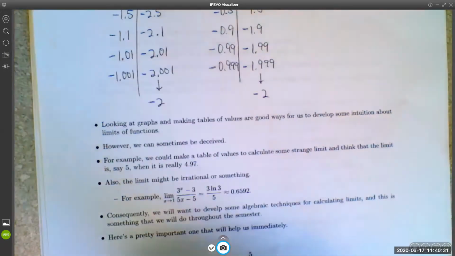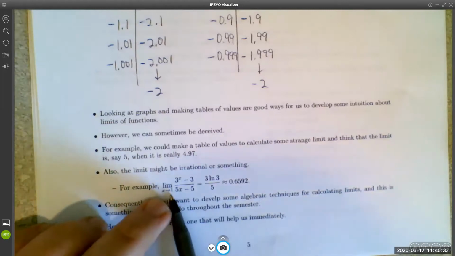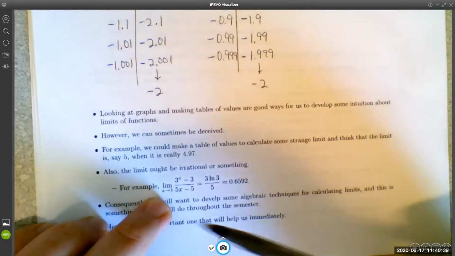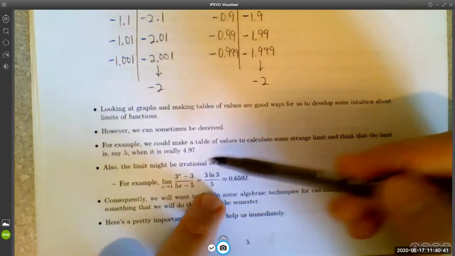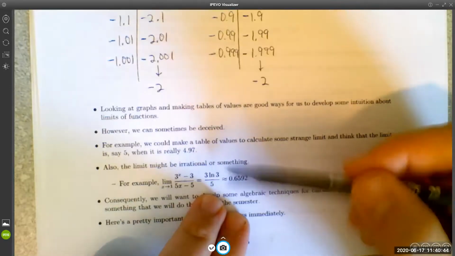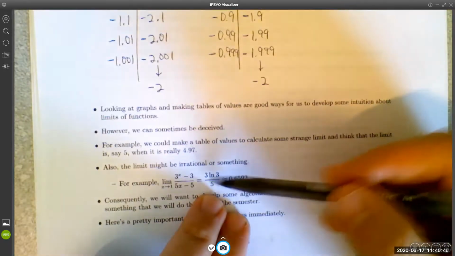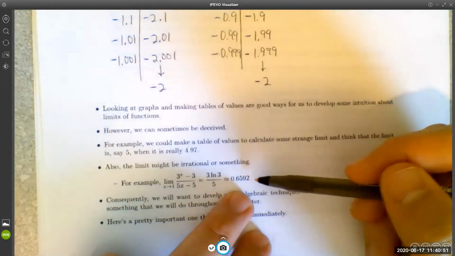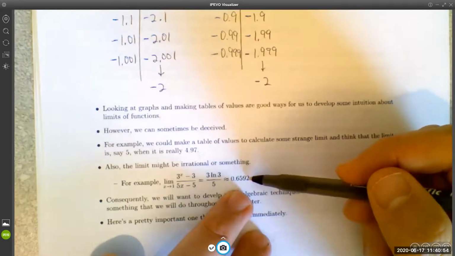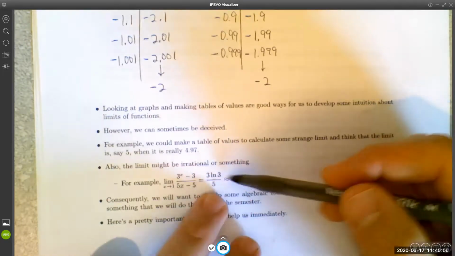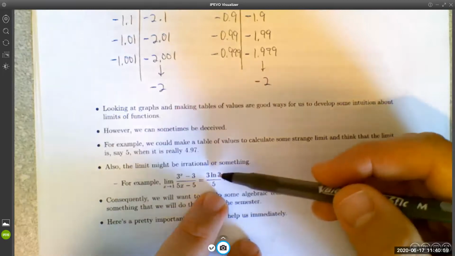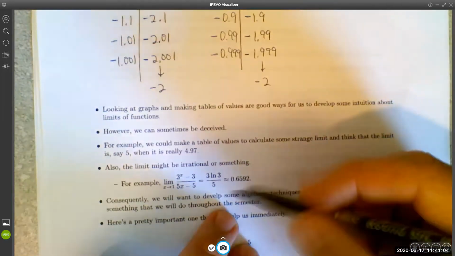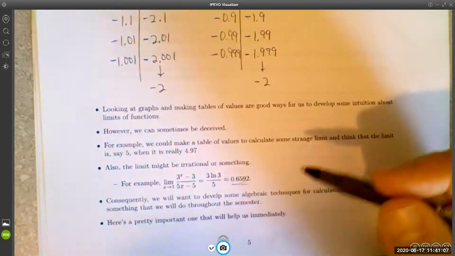Here's a really good example of that, right? If you're looking for the limit as x approaches 1 of this function here, (3^x - 3)/(5x - 5), it turns out that that limit is this really weird irrational number, 3 times the natural log of 3 divided by 5. That number is approximately equal to 0.6592, okay? If you were to try to express the exact value of that limit using a chart or using a graph, you would almost certainly not end up with this answer.